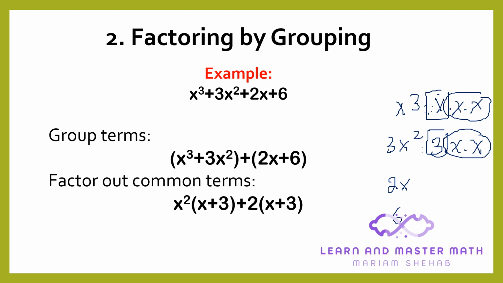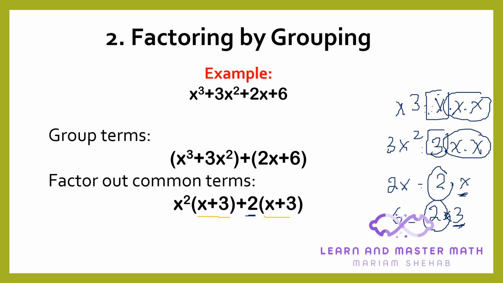Plus, in the second group also we can take 2, because you have 2x and 6. So we have 6 can be written as 2 times 3. And for 2x, it's 2 multiplied x. So the common here is 2. So in the second group, you take out 2, and there will be an x plus 3 in the second factor.